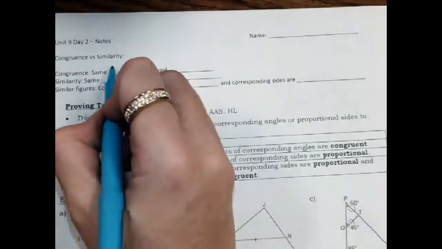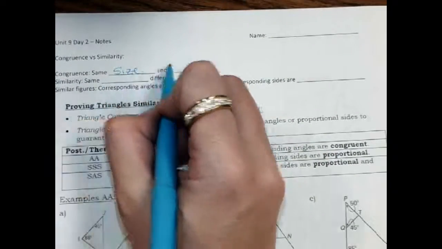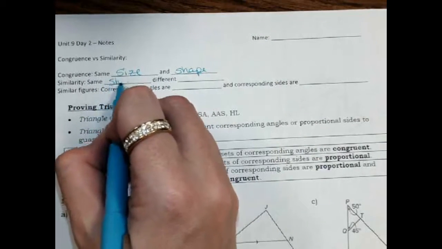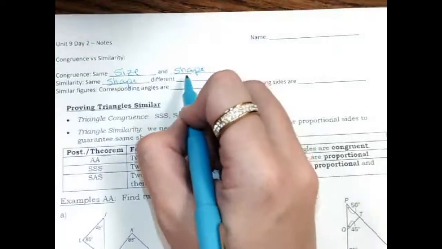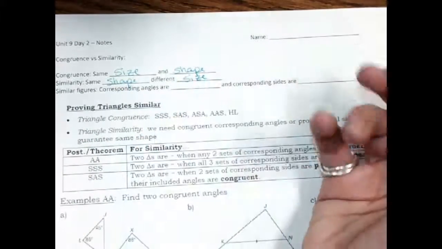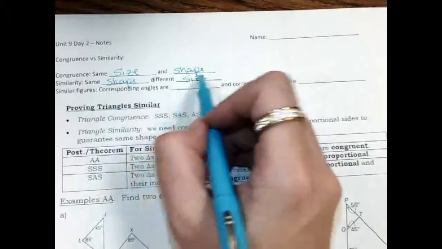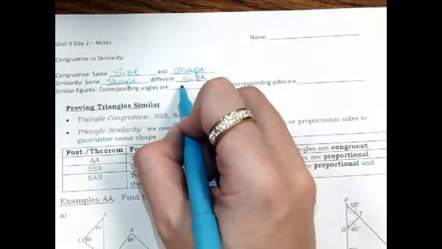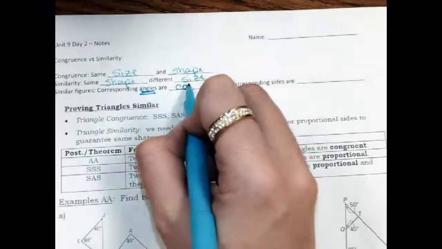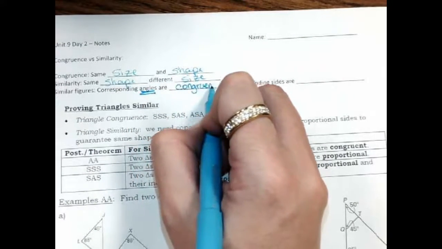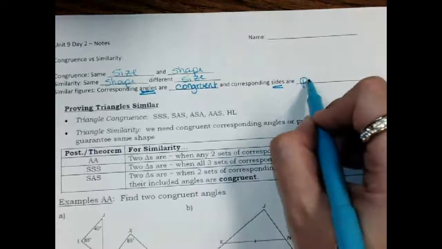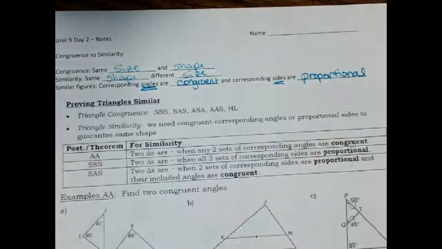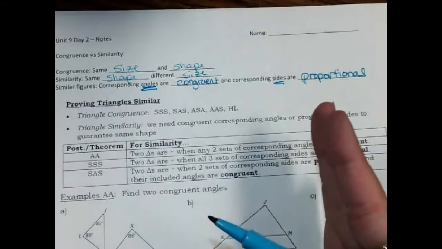Congruence means same size and same shape. And similar means same shape, but different size. It might still be the same size, but it can be a different size. And similar figures have corresponding angles that are congruent. The angles are congruent, and the sides are proportional. That's the same thing we talked about last time. Angles are exactly the same, and the sides we set up proportions.